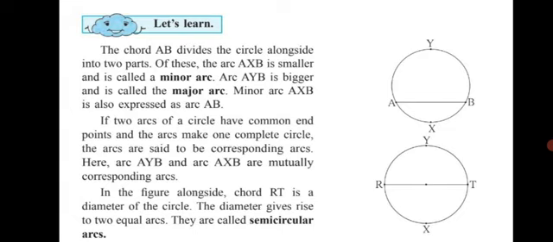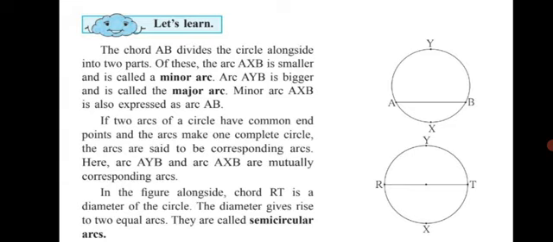If two arcs of a circle have common endpoints, for example, A and B are the common endpoints of arc AXB as well as arc AYB, and the arcs make one complete circle, the arcs are said to be corresponding arcs. So here arc AYB and arc AXB are mutually corresponding arcs.